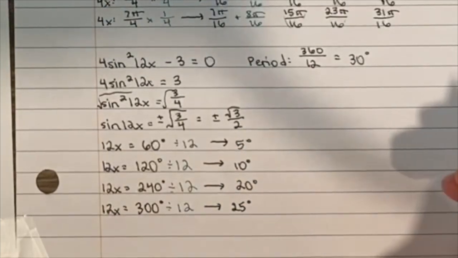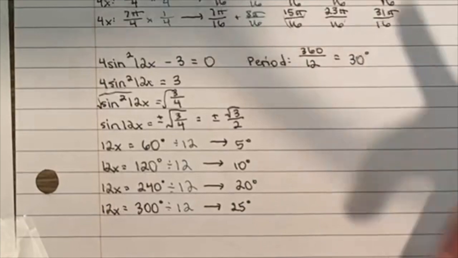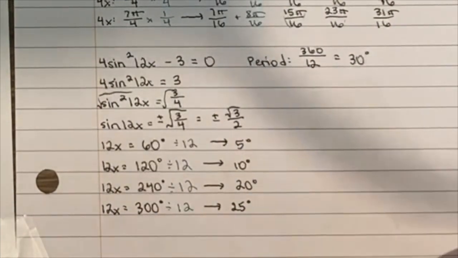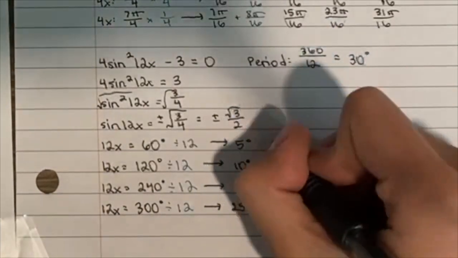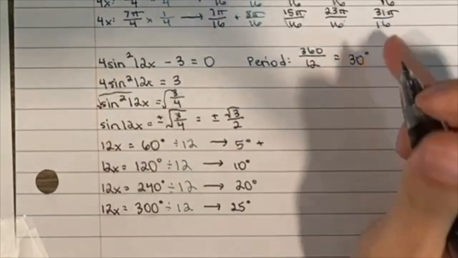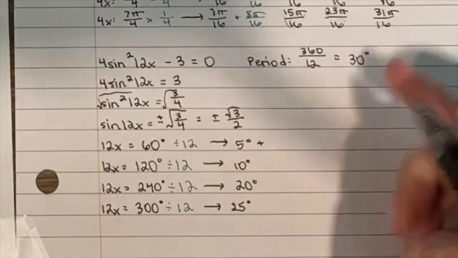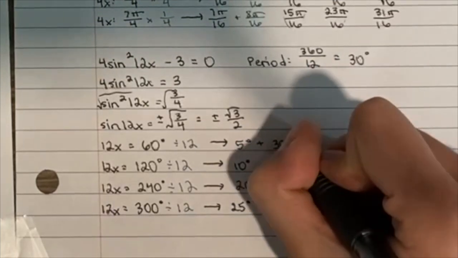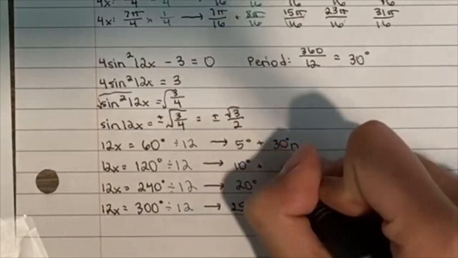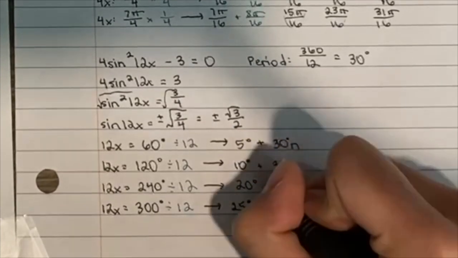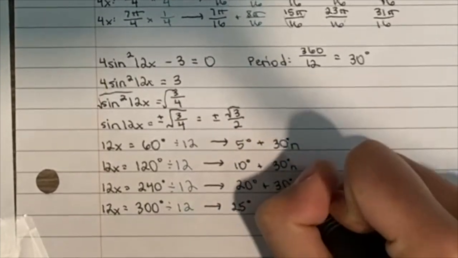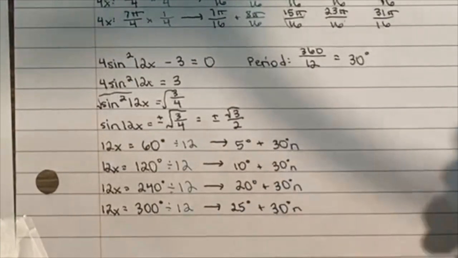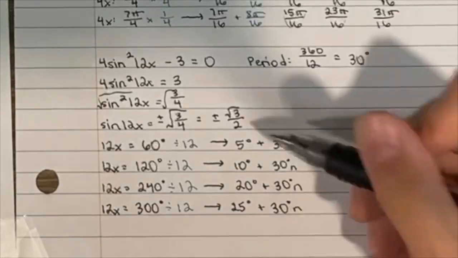Since these are all possible solutions, you don't just have to find the ones between 0 and 360, so you have to find a way to write these to include all possible answers. This is actually pretty easy. You're just going to do the period times n. Since we already calculated our period to be 30 degrees, you just have to stick that on the end here. So plus 30n, plus 30n, plus 30n, and plus 30n. And that is going to be your final answer, these here.